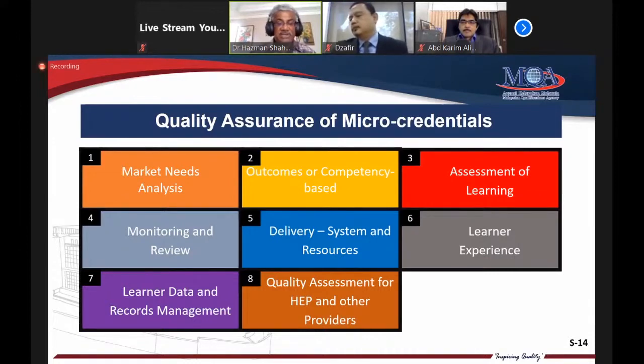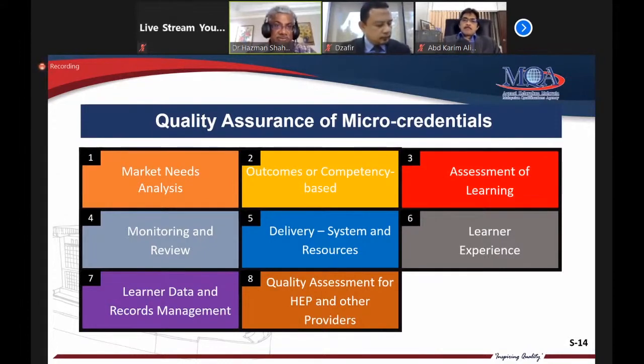The seven criteria mentioned here are very common. I'm sure you've seen them in many places. So understanding the market needs, being market-driven. The outcomes are very clearly stated. There must be assessment for micro-credentials under this guideline. There has to be assessment of the learning. There is good monitoring and review of the design, the delivery, the lessons, the learning.